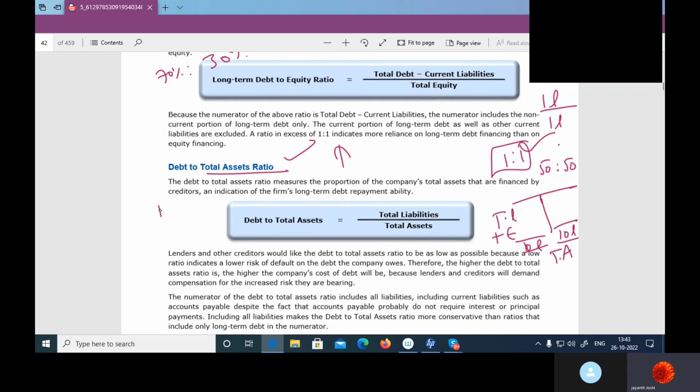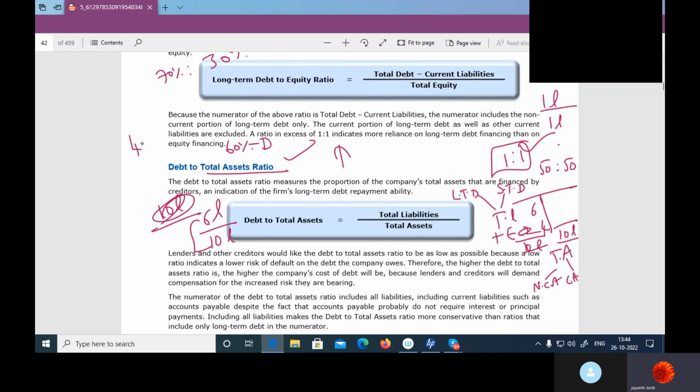So let's say your equity is 4 lakhs, and your total liabilities is 6 lakhs. That is total liabilities, long term debt and short term debt. And your total assets are 10 lakhs. Total assets is nothing but non current assets and current assets both. So what do you understand by this? Your assets have been funded by 60% debt.